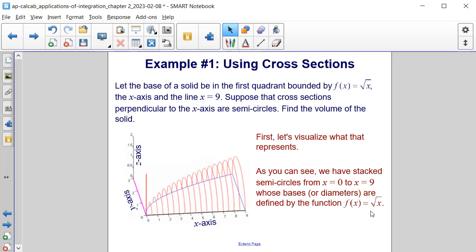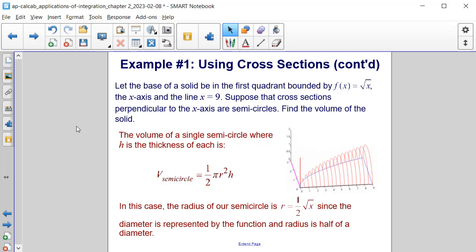whose bases or diameters are defined by our square root function. The volume of a single semicircle, where h is the thickness of each one, is equal to 1/2 pi r squared times the height. In this case, the radius of our semicircle is halfway between the x-axis and the square root of x function. So that's why we have 1/2 times the square root of x.